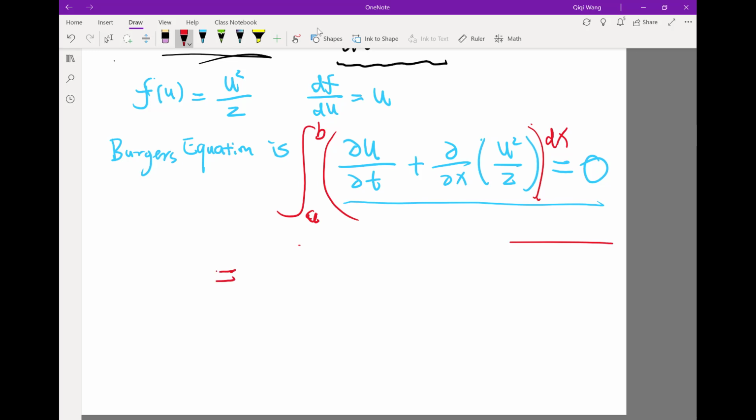Let's just manipulate this integral form term by term. The first term: we know that, in multivariate calculus, if I have a function u being a function of x and t, and I integrate a time derivative over a fixed domain, then I can exchange the time derivative with the spatial integration.